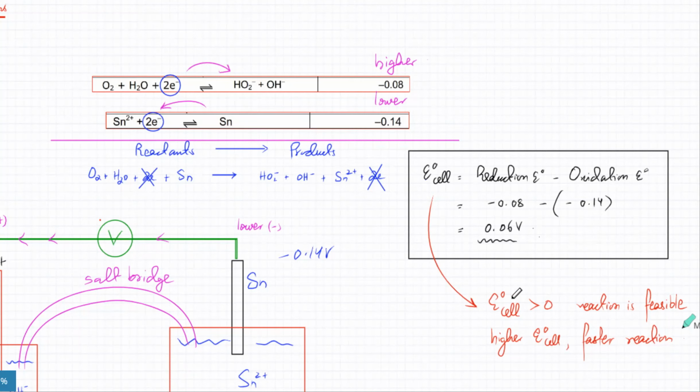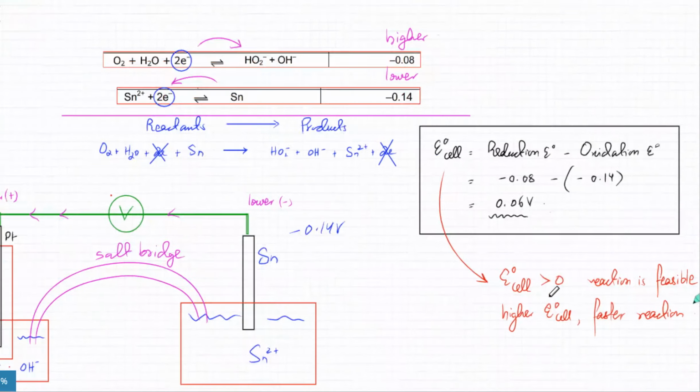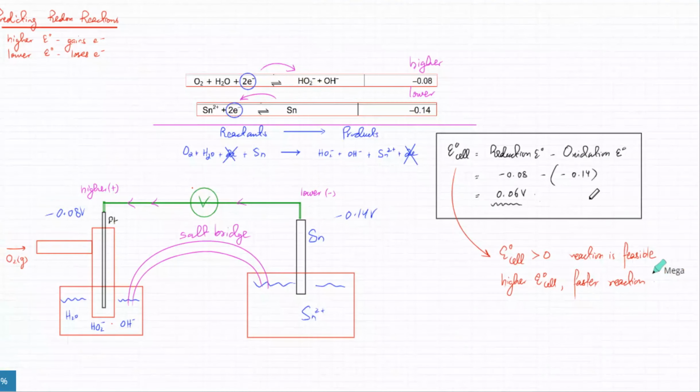And any value for E naught cell, if it comes out to be less than 0, then that means it's not feasible. What that means is that you're doing exactly the opposite. If the E naught cell comes out to be less than 0, that means you did everything wrong. I mean, the way you're predicting the reaction is completely wrong. Is that clear?